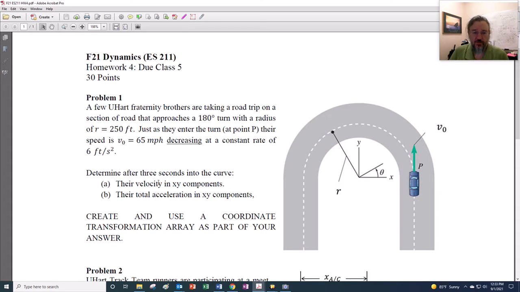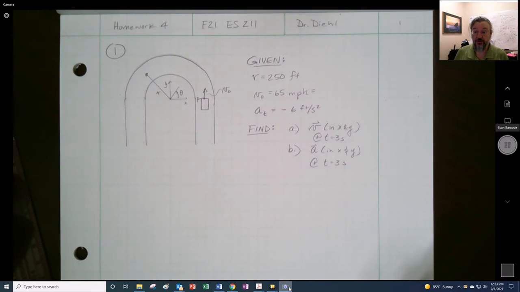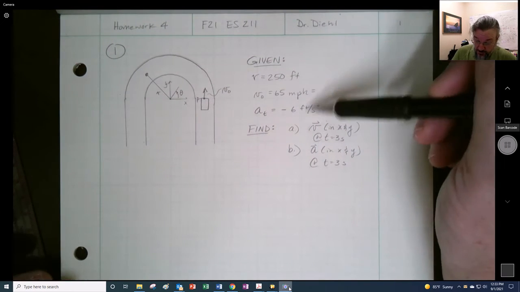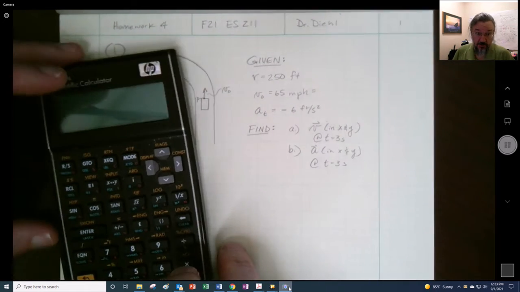We want to determine, 3 seconds into the curve, the velocity in xy components and their acceleration in xy components. And I'm requiring that you use a coordinate transformation array as part of this. So let's get started here. I've written out the givens, and let's figure out the speed.